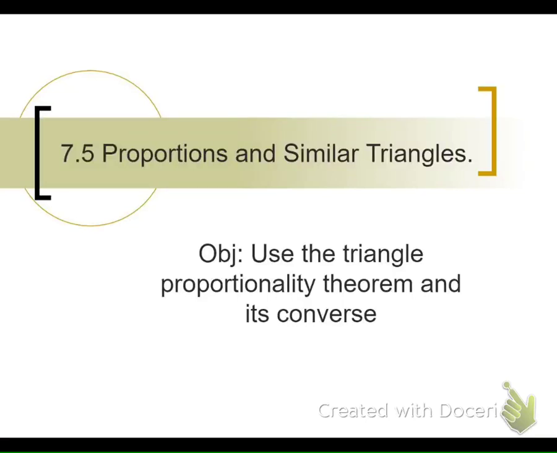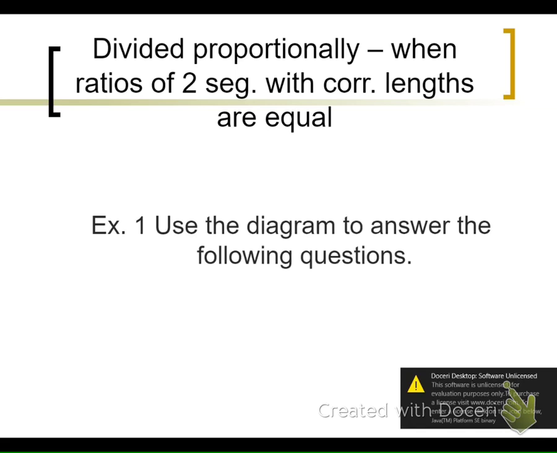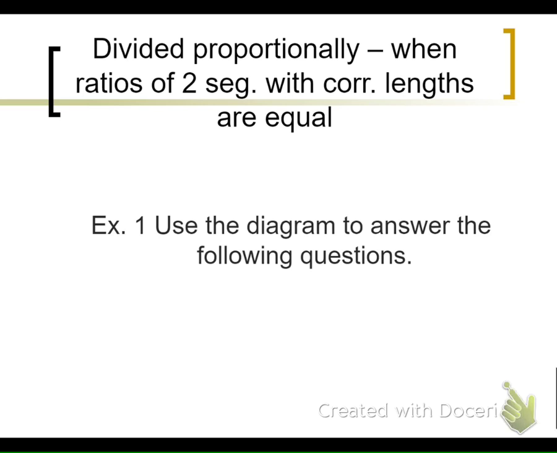So 7.5 is about proportions and similar triangles. Our objective here is to use the triangle proportionality theorem and its converse. Your first definition on top: divided proportionality is when two ratios of two segments with corresponding lengths are equal. This is what we did before, where we compared the triangle sides to see if the ratios were the same, to see if we had similar triangles. We're now going to apply that to segments. If they have the same ratio, we can say that they're proportional.